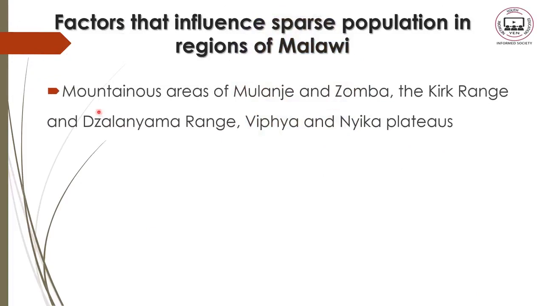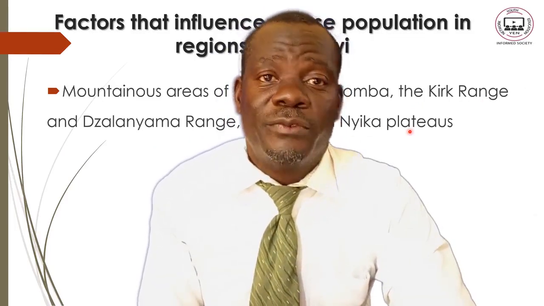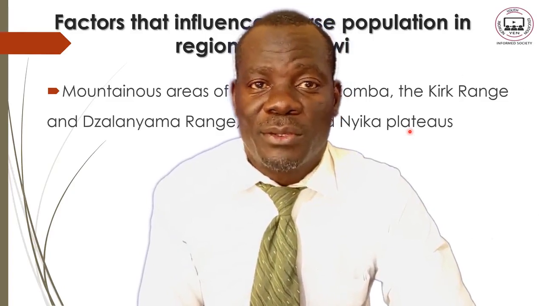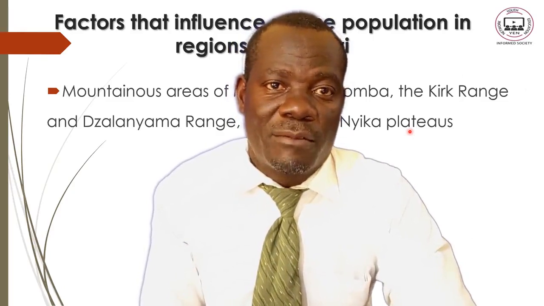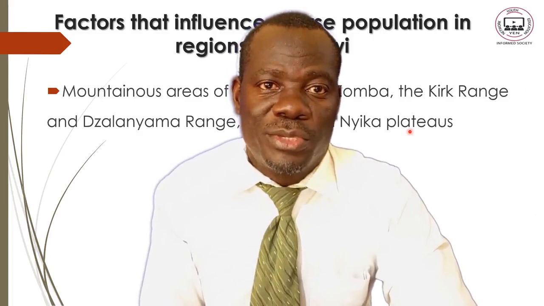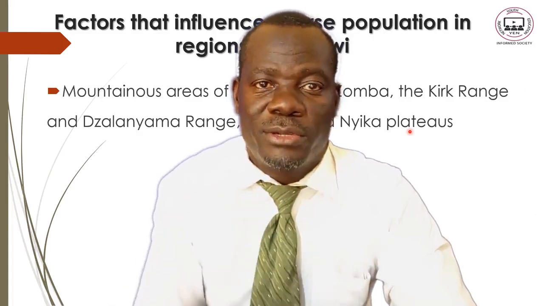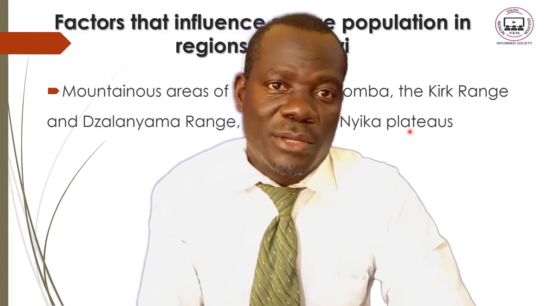Number one is mountainous areas like Mulanje, Zomba, the Kirk Range, Dzalanyama Range, Viphya, and the Nyika Plateau. In these areas, no one can live on top of the mountain. Where are they going to find water? Sometimes there is no water there. Where are they going to farm? Sometimes it's not advisable to cultivate along the hillsides because it encourages soil erosion. So people cannot stay there.